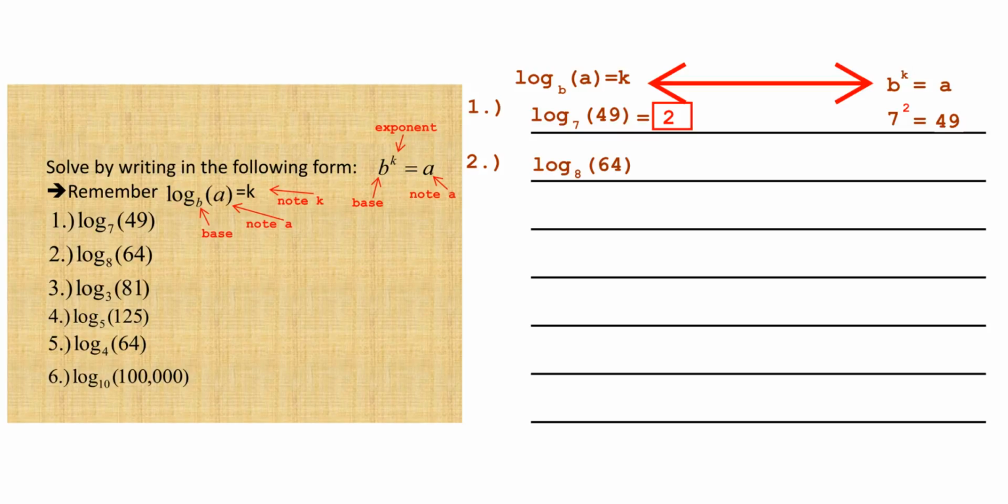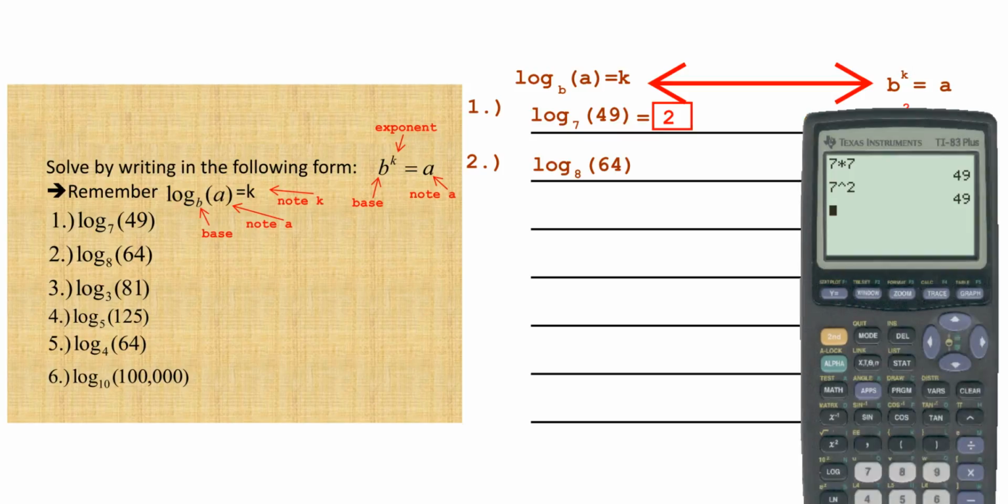So once again, how do we do this? At the top of our page, bring down your formula. In this case, let's realize that the b value is 8 and the a value is 64. So we're essentially just writing them on the opposite side of the equal sign. 64 goes on the right side, the base b goes on the left side, and our exponent is k.